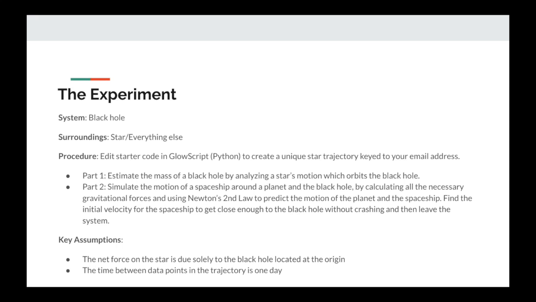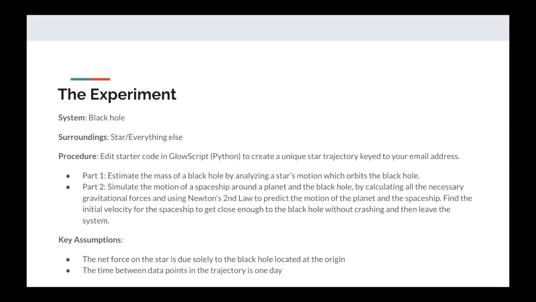In part 1, we estimate the mass of a black hole by analyzing a star's motion which orbits the black hole, and in part 2, we want to simulate the motion of a spaceship around a planet and the black hole by calculating all the necessary gravitational forces and using Newton's second law to predict the motion of the planet and the spaceship. Then we want to find the initial velocity for the spaceship to get close enough to the black hole without crashing and then leave the system.